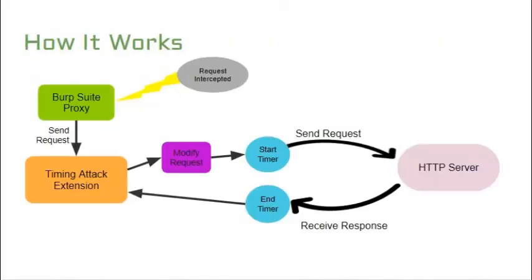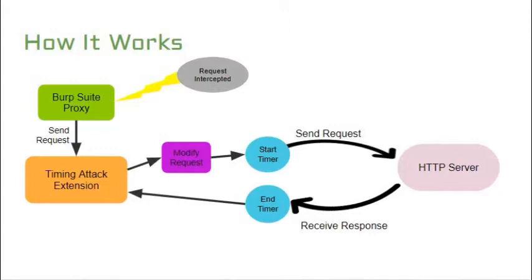So how does our extension work? First of all, Burp Suite must intercept an HTTP request containing login information as its parameters. The user must manually identify this request and send it to the timing attack extension. Next, the user is able to modify the request to contain new information for a chosen parameter. Once the user submits the modified request, the extension will start a timer, send the request, and then stop the timer once it receives a response.